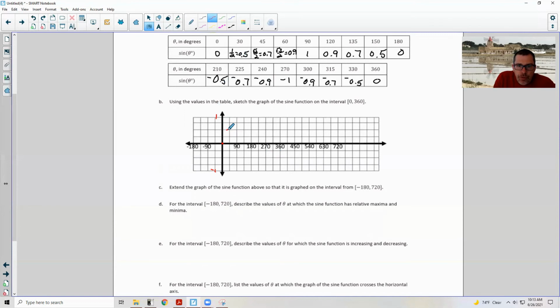And then we're going to go to 45 degrees, which is right here on this line, and we're going up to 0.7. That's almost 3/4 of the way up, but not quite. So it's going to be about here. And then we're going to 60 degrees, which is 45 plus 15, which is another 1/3 over. And at 60 degrees, we're at 0.9, which is almost 1, which is about here. And then finally at 90 degrees, we top out at 1.